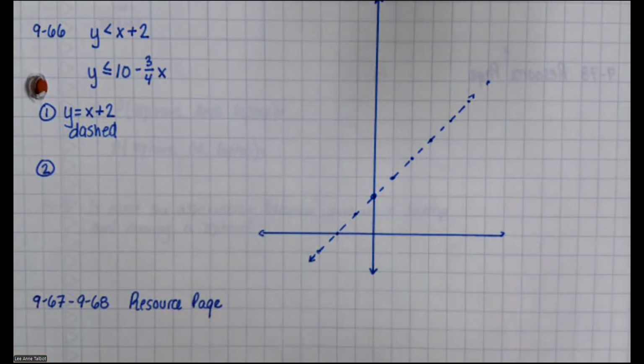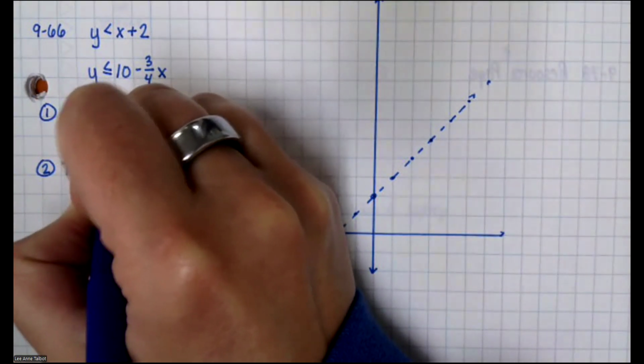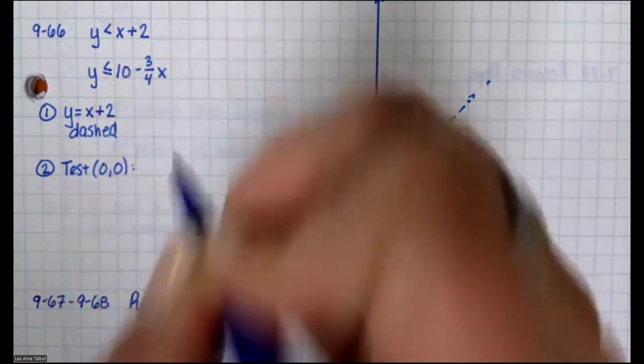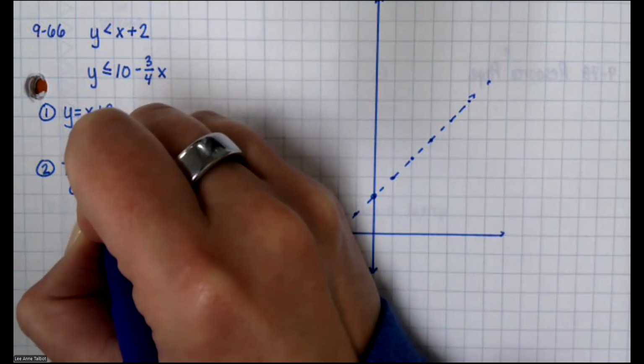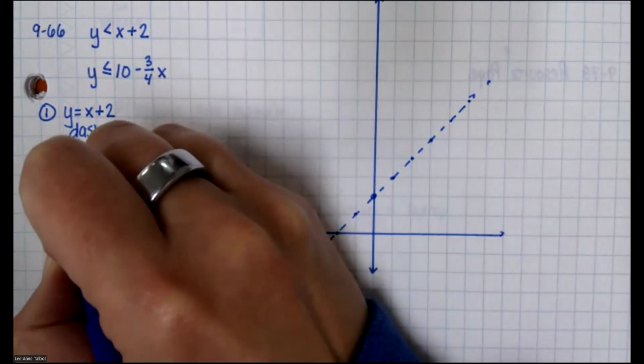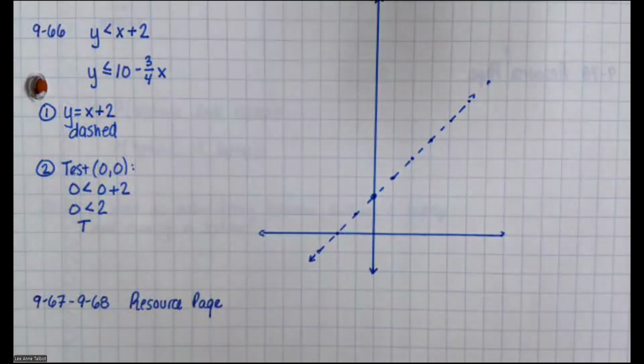Okay, is 0, 0 okay to choose? Yes. 0 is less than 0 plus 2. 0 is less than 2. True.